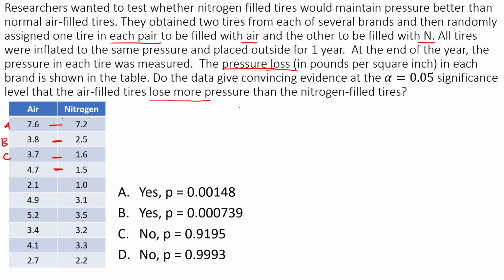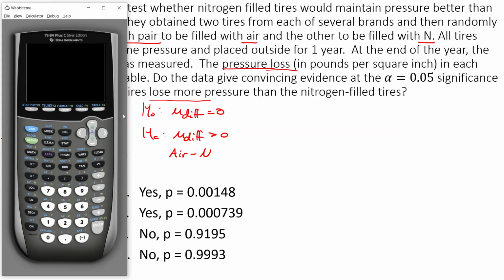All right, so this is definitely mean difference. Our null hypothesis would be that the mean difference is 0. Our alternative would be that the mean difference is, they lose more pressure, so it'd be greater than 0. And it looks like we're going to do air minus nitrogen because the air numbers are, for the most part, larger than nitrogen. All right, so I'm just writing these things down so I know. So I put this in, say, L1 and L2, or actually L4 and L5, I think is where I ended up putting them because that's what was open on my calculator.